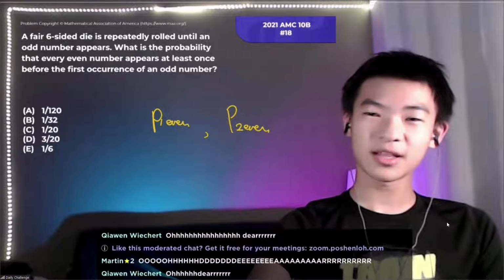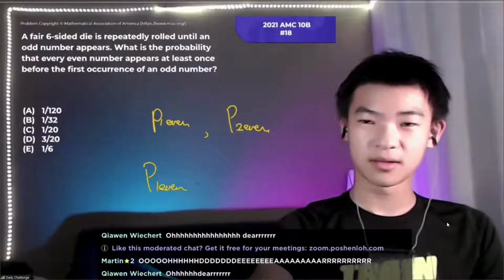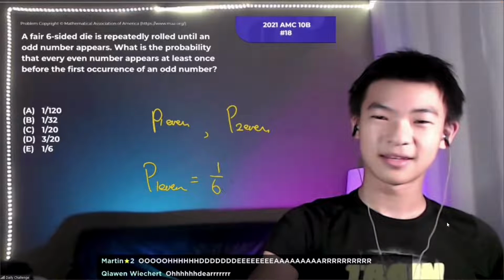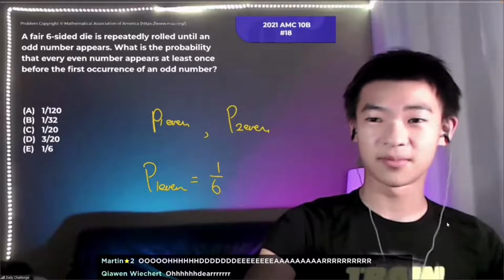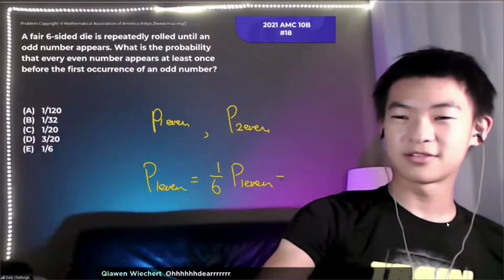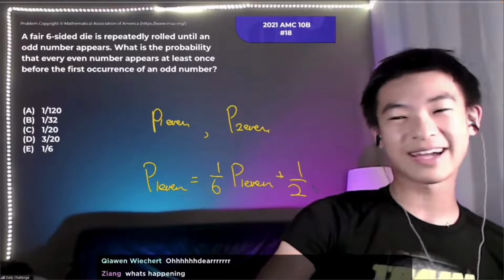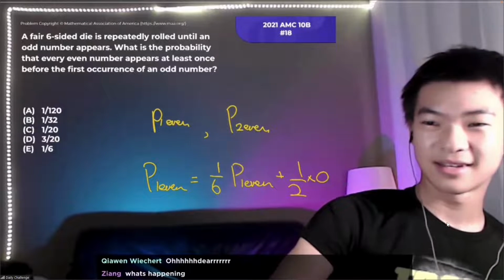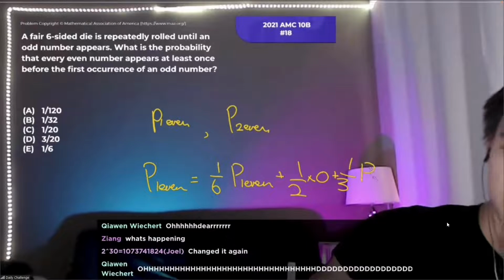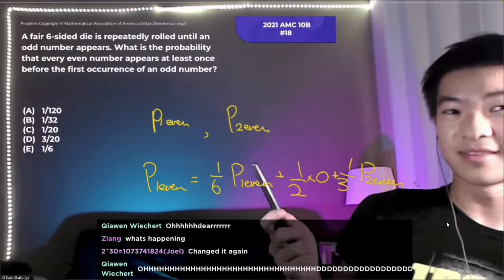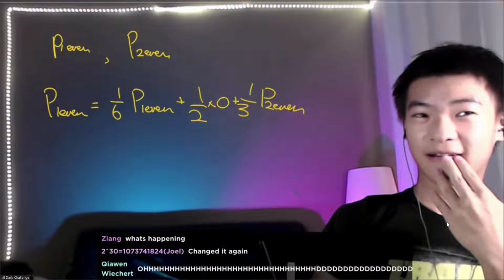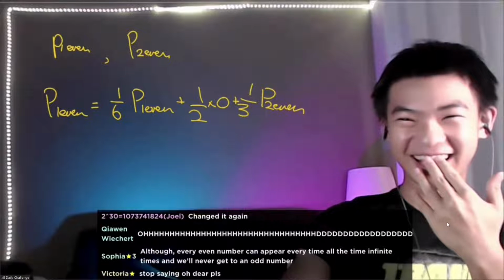So if we had something like P of 1 even, well, 1/6 of the case we get an even number, the same even number. So 1/6 we still arrive at P1 even. And then there's 1/2 we hit an odd number. And in that case we failed. So that's 0. And then we have 2/6, which is 1/3. We hit P of 2 even. So then, okay, this is a little unclear right now. But basically, oh, I see it now.